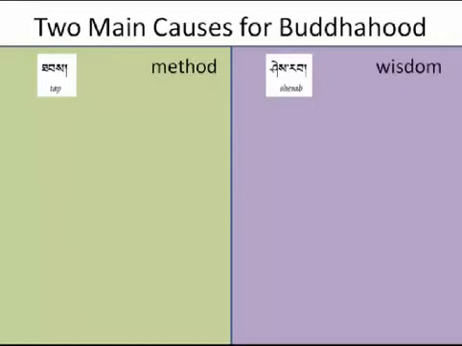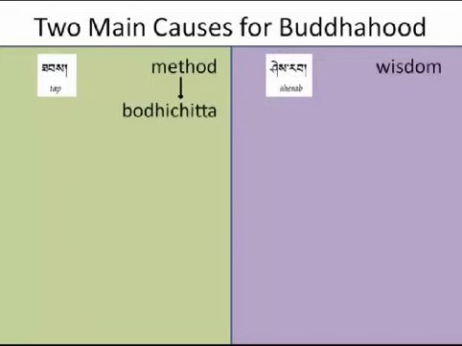So our next question is, what does method mean? That's kind of obscure. Wisdom, we can maybe figure out what that might be leading towards. So the question is, what really makes up these 2 causes?